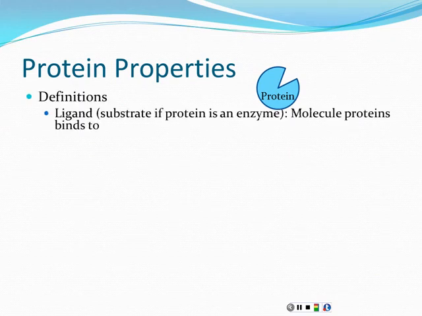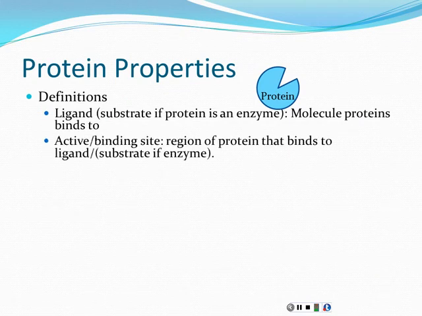Okay, there are different properties of a protein as well. Notice how proteins are so complex. One thing I want you to know is the ligand. It's also called a substrate if we're talking about an enzyme. And these are molecules that end up binding to the protein. Okay, and there's also an active site on the protein itself that ends up binding the ligand.